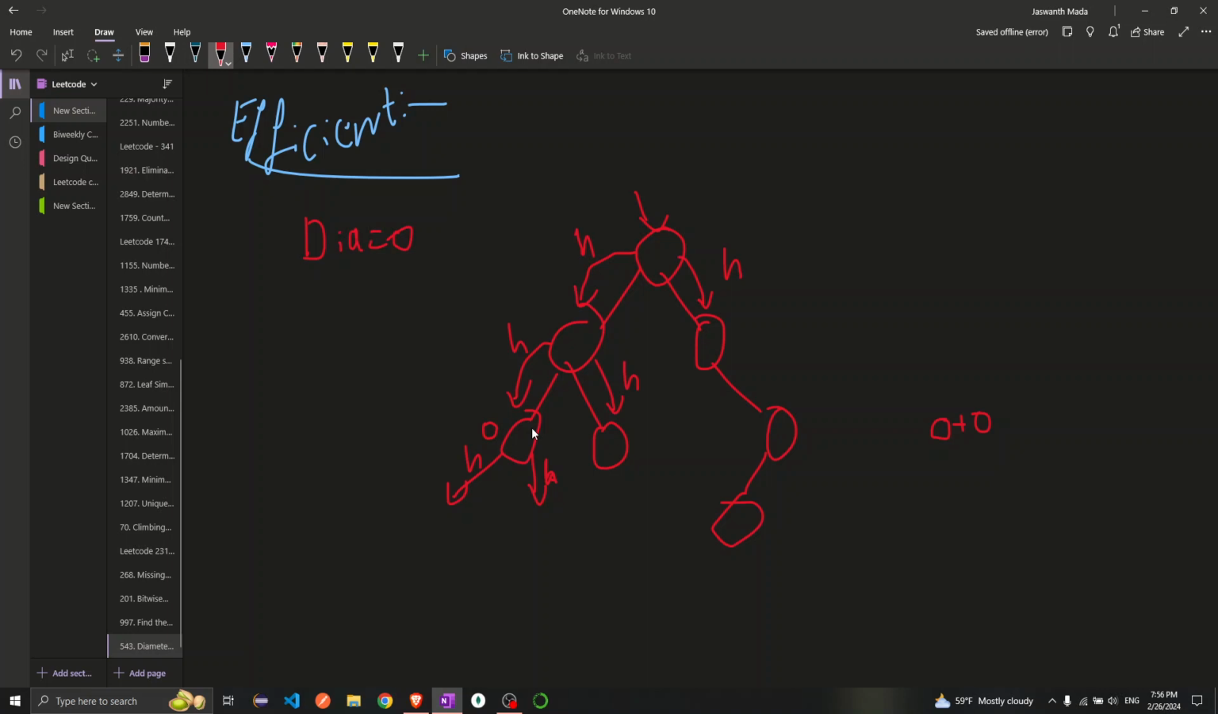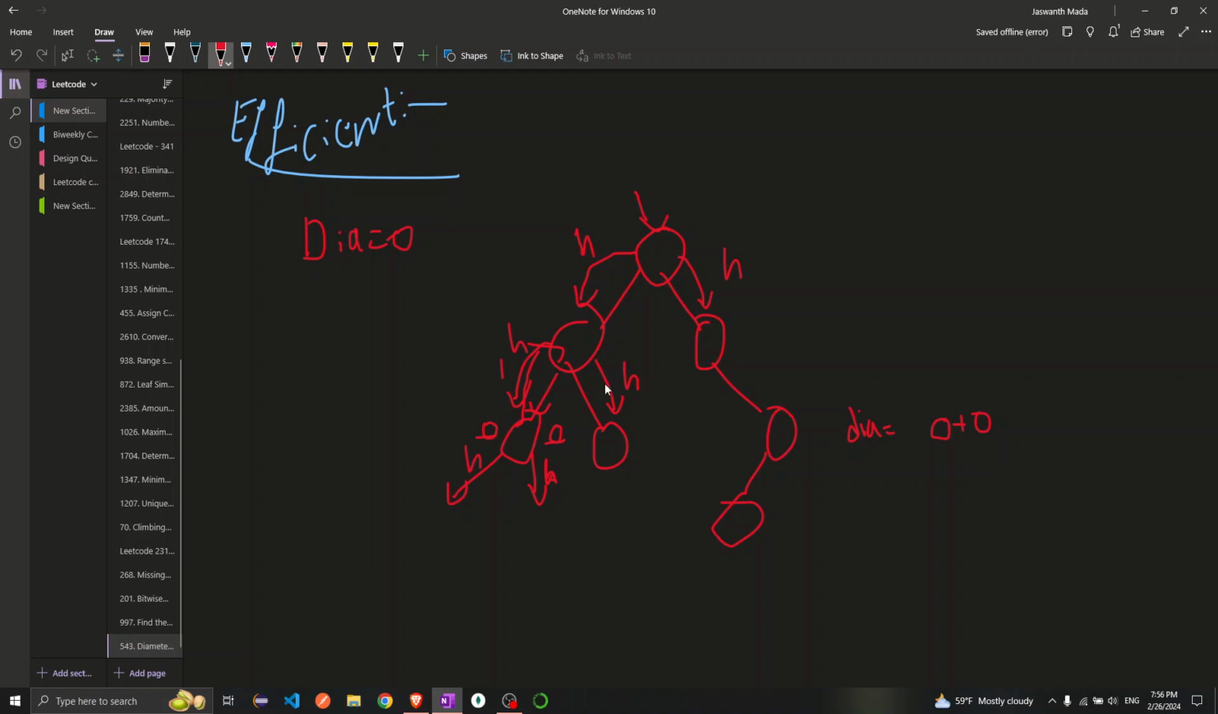What I'm going to do now is, initially the diameter is 0, right? So I'll come here and I see that the left height is 0 and the right height is also 0. So the diameter formula is left plus right, so it is still 0. But now when I'm returning, I'll return the maximum height. What's the maximum height? Left height is 0, right height is also 0, but I'll add 1, right? 1 plus 0, which is 1.